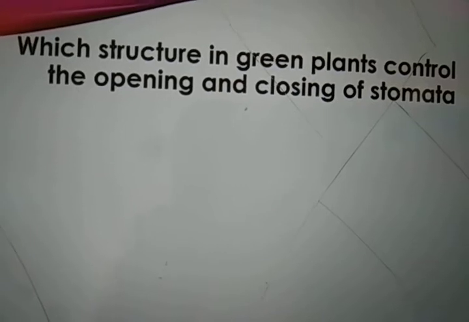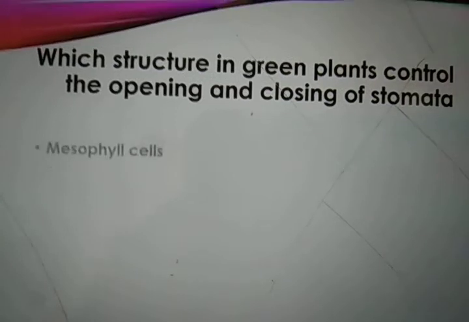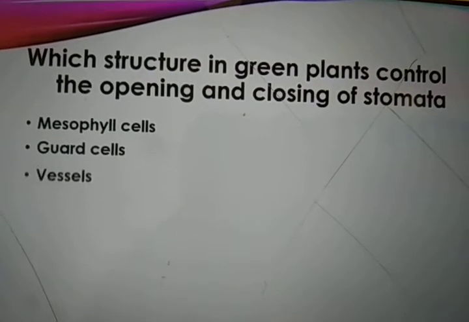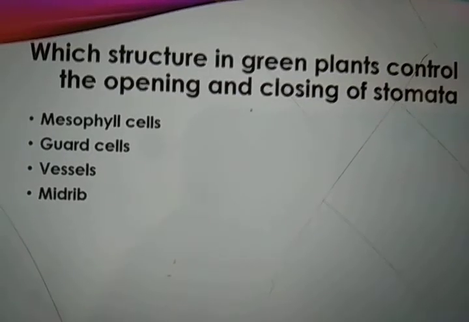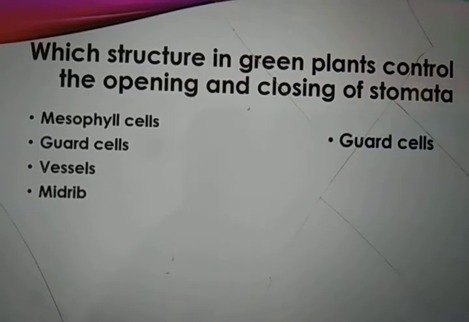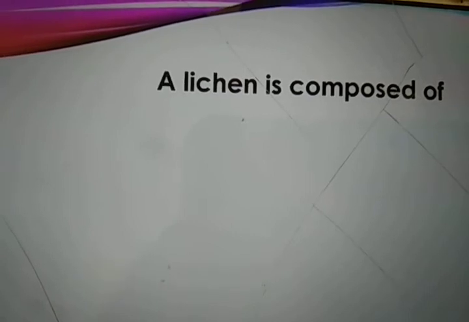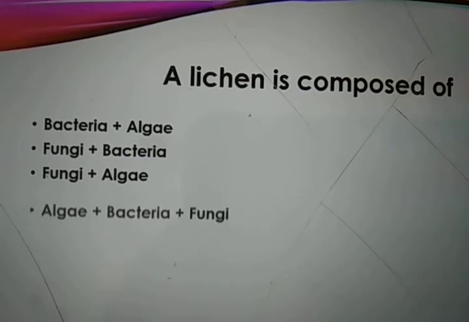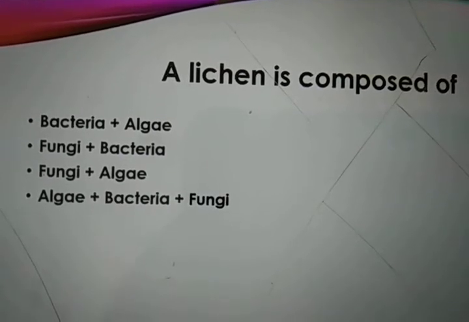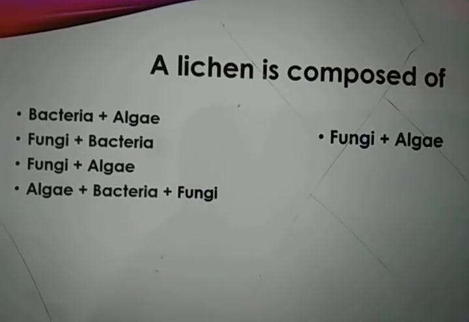Now our next question is, which structure in green plant controls the opening and closing of stomata? And your options are, okay, tell me the answer. So the correct answer is guard cells. Now next question, a lichen is composed of. These are your options, and the correct answer is fungi and algae.